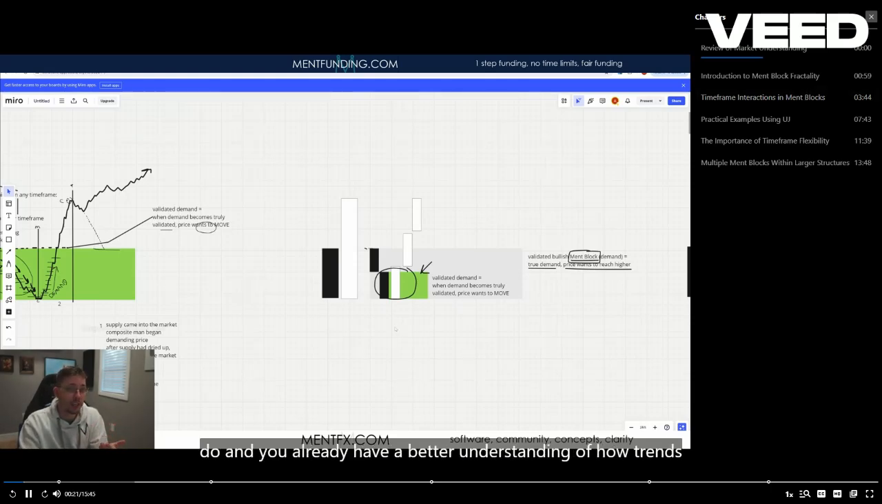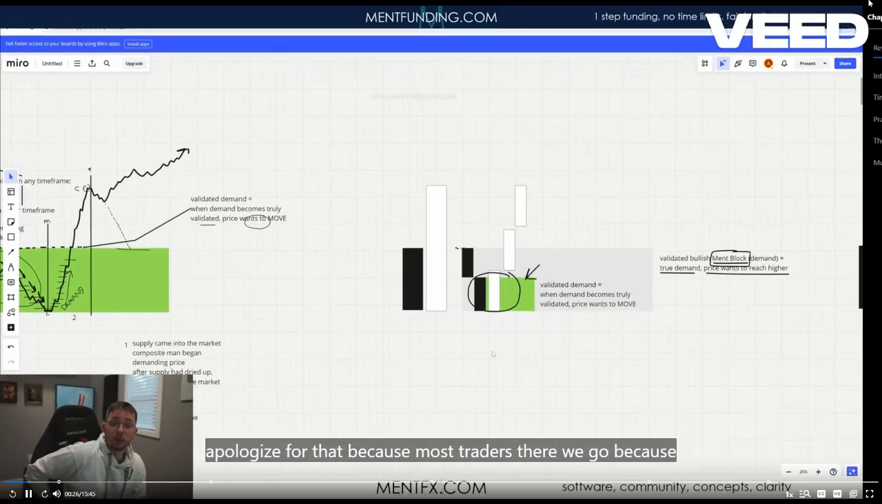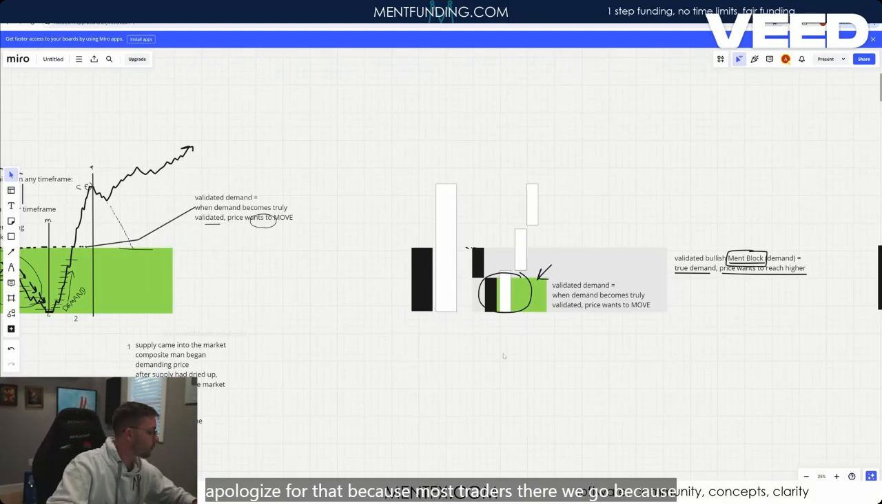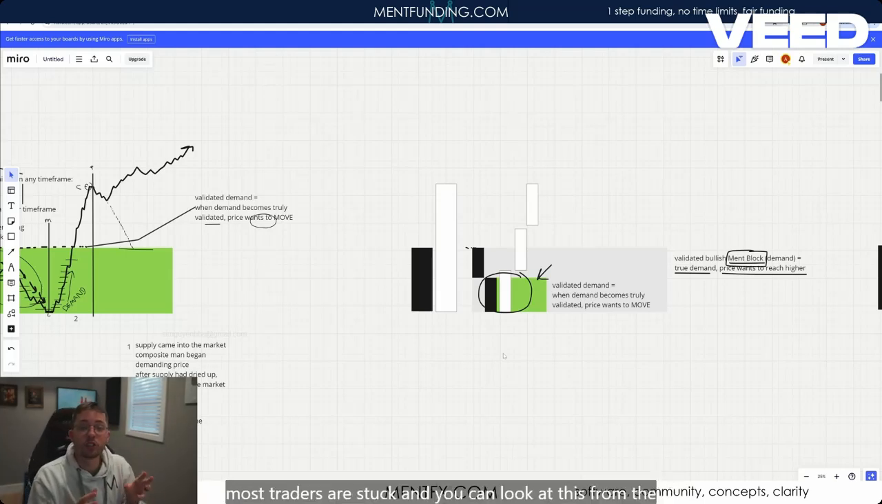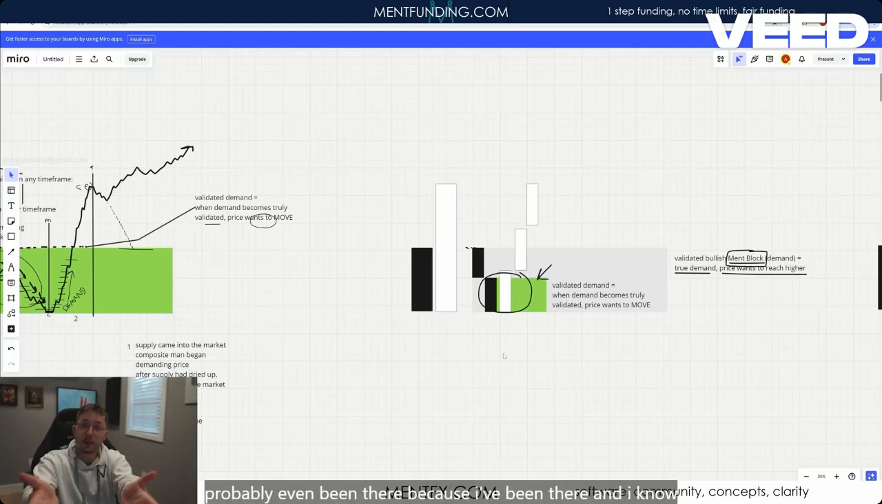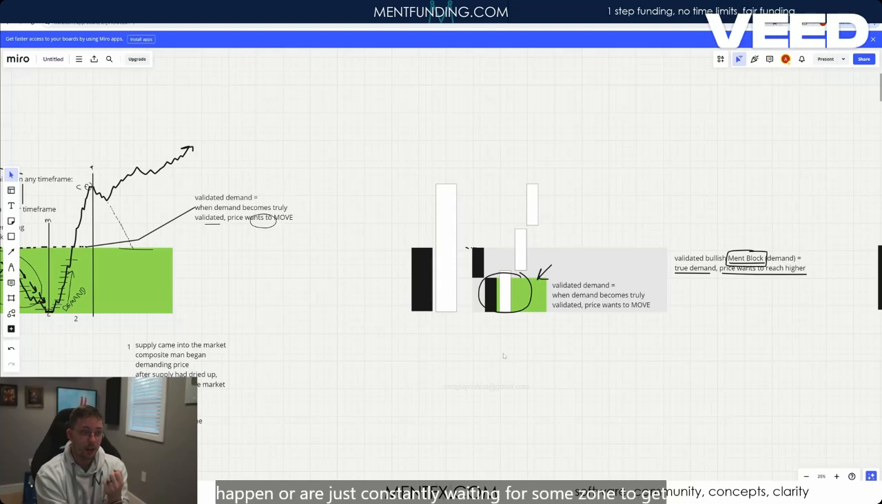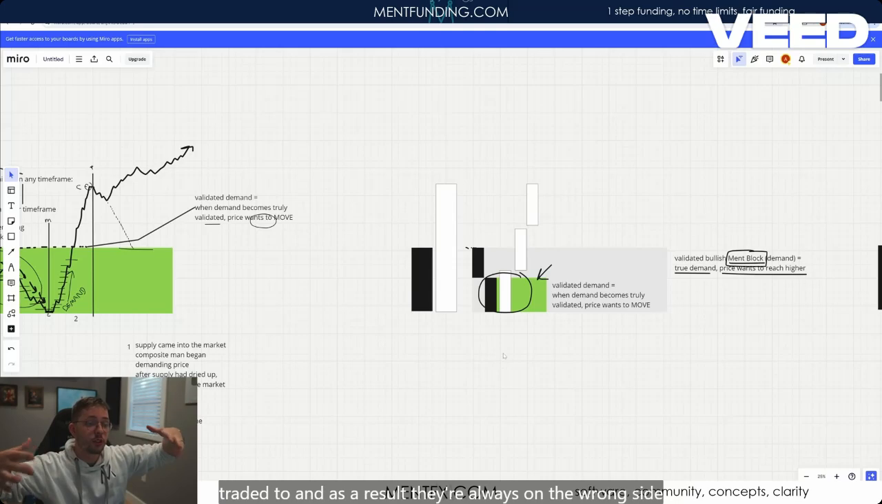And you already have a better understanding of how trends function than most traders do, because most traders are stuck, and you can look at this from the entire space, and you've probably seen it yourself, and you've probably even been there because I've been there and I know it. They are stuck constantly trying to get in on the opposite side of the move, stuck on the wrong side of the trend, constantly thinking there's a pullback that's going to happen, just constantly waiting for some zone to get traded to, and as a result, they're always on the wrong side.